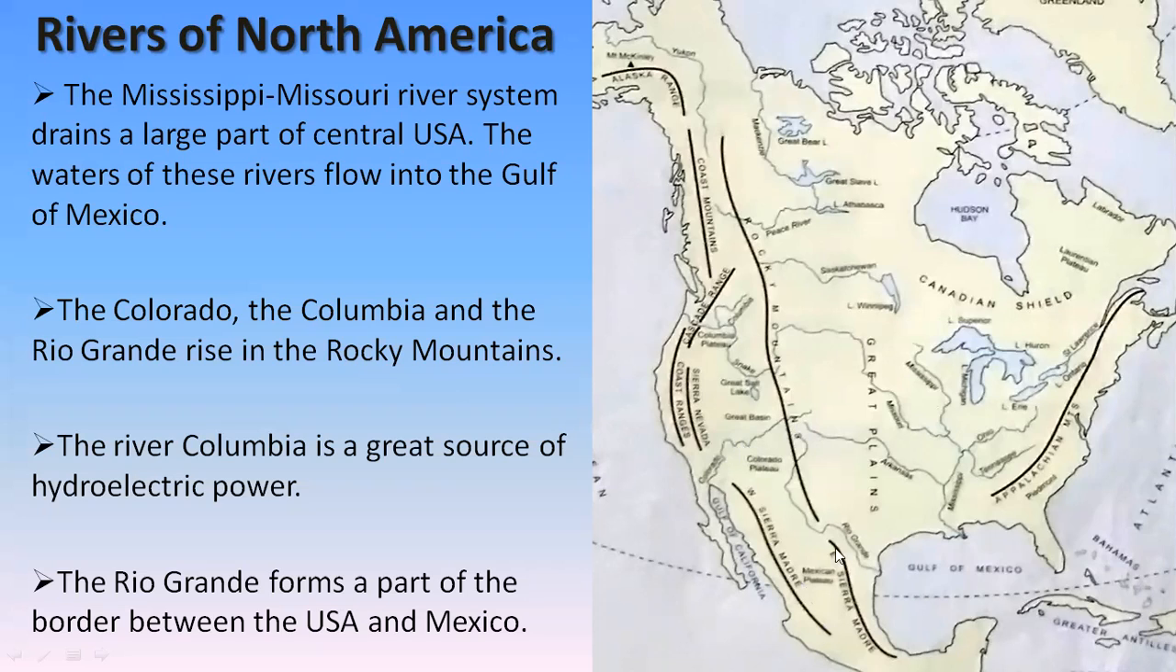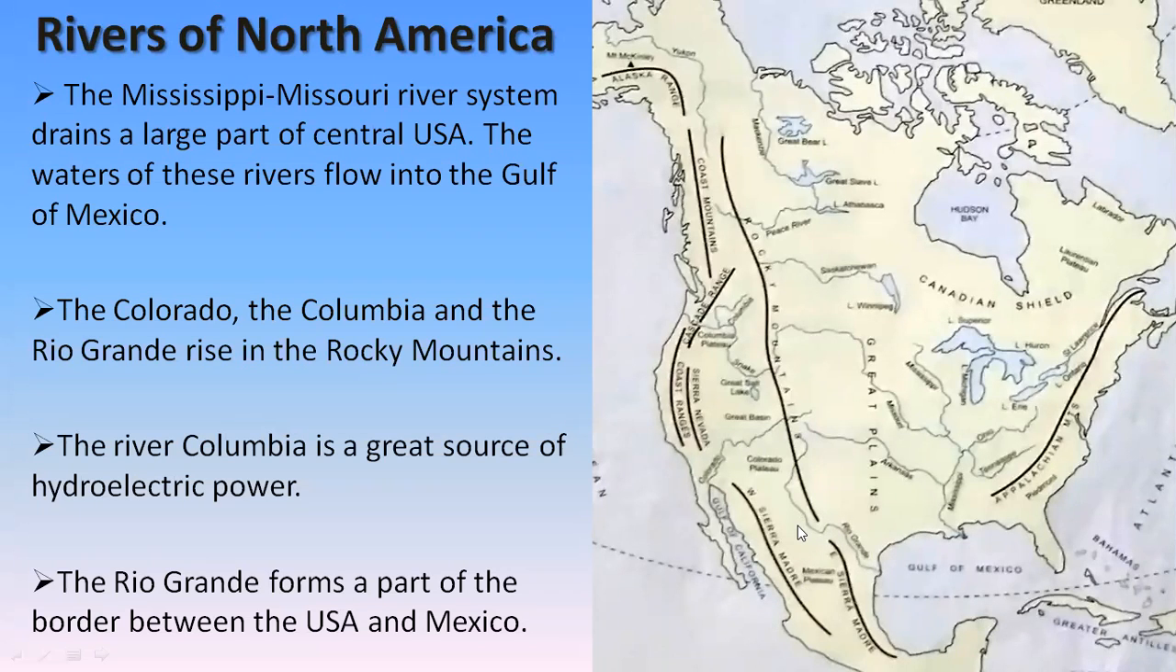And here you will find one more river starting from the Rocky Mountains, that is the Rio Grande, which forms from these mountains and falls into the Gulf of Mexico, and it is on the border of USA and Mexico.